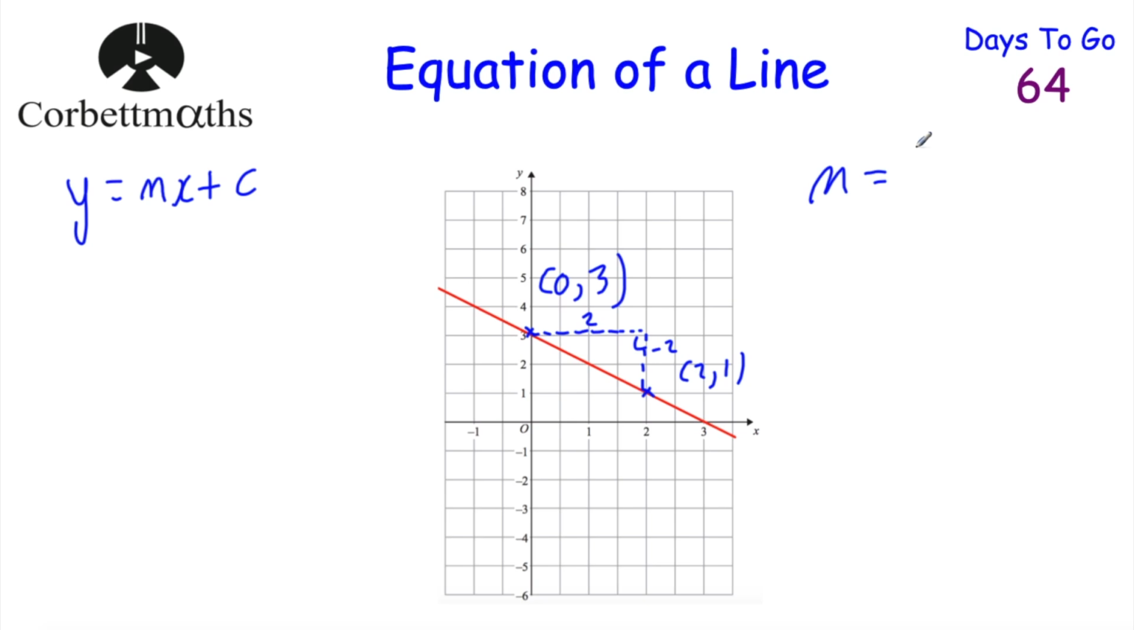So the gradient is the rise, which is negative 2, divided by the run, which is 2, and negative 2 divided by 2 is equal to negative 1. So the gradient of this line is negative 1, and it's negative because it's going downwards. So it's y equals, now we're not going to write minus 1x, we're just going to write minus x, because we tend to write just minus x instead of minus 1x. Then, in terms of its y-intercept, it crosses the y-axis at 3, so it's then going to be plus 3. So the equation of that line is y equals minus x plus 3, and if you got that, well done.